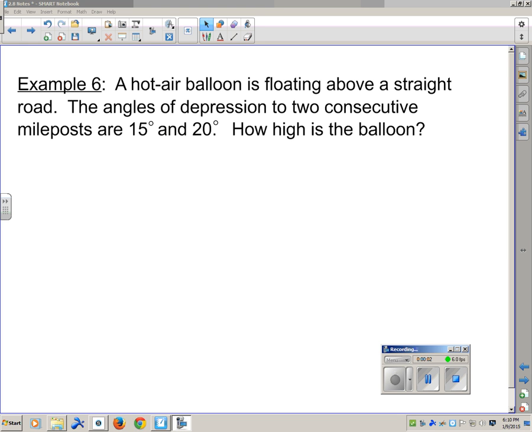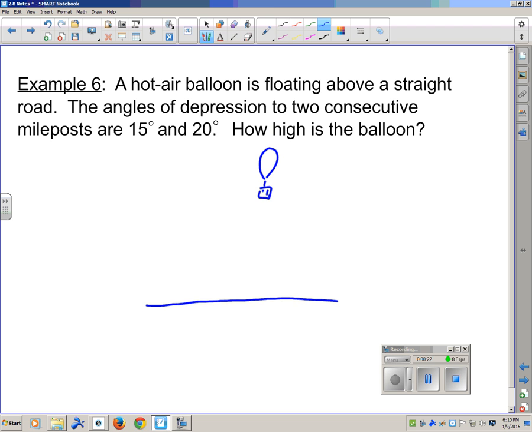All right, so we're going to keep going here with 2-8 applications, still using some right triangle trigonometry with these. This one here, you've got a hot air balloon. So I'm just going to kind of draw a picture of a hot air balloon, something up here, whatever. And then it's floating above a straight road. So there's a road down here going.